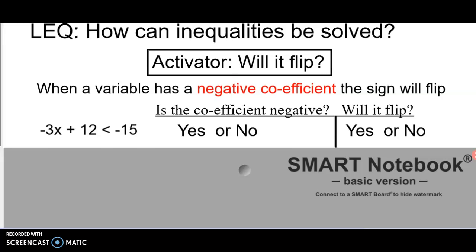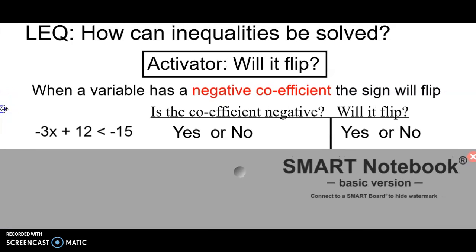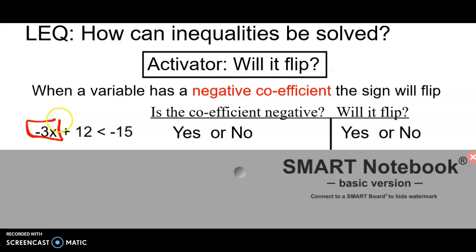Okay. So we're going to be taking a look at how inequalities can be solved. We're going to answer a few questions, and the question that we're answering is, does the sign flip? And we base that on the coefficient. So we ask the question, is the coefficient negative? Identify the coefficient. Look at whether it's negative or positive. It is negative, so it is. Will it flip? Yes.